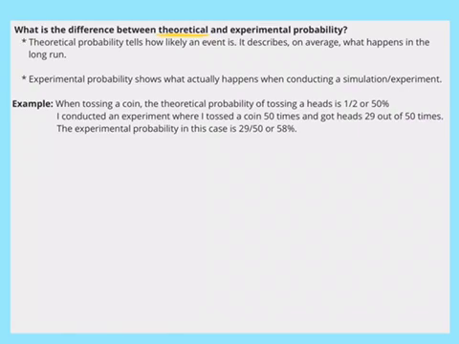So for example, if you were to toss a coin, you know that in theory, if you're tossing one coin and you wanted to find the probability of tossing a head, it would be a 1 out of 2 probability. It should be a 50% chance. However, if you were to toss a coin 10 times, or 20 times, or 30 times, you might not get it to be exactly that 50% probability. I conducted an experiment where I tossed a coin 50 times, and I ended up getting heads 29 out of 50 times. That gave me an experimental probability of 58%.